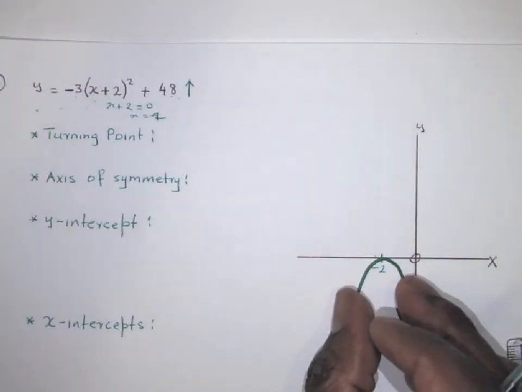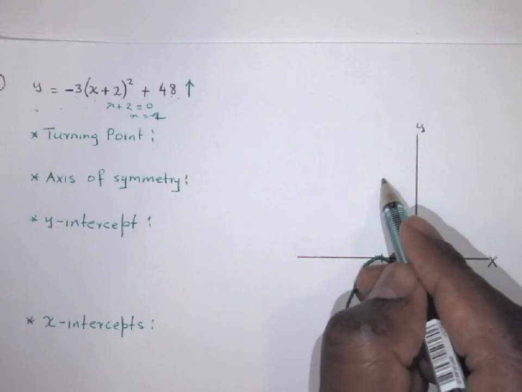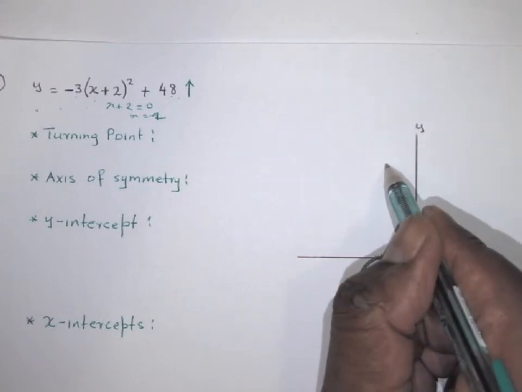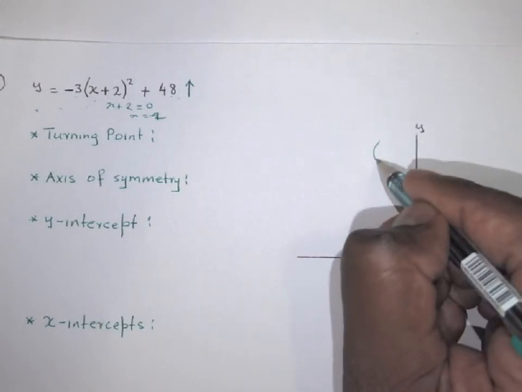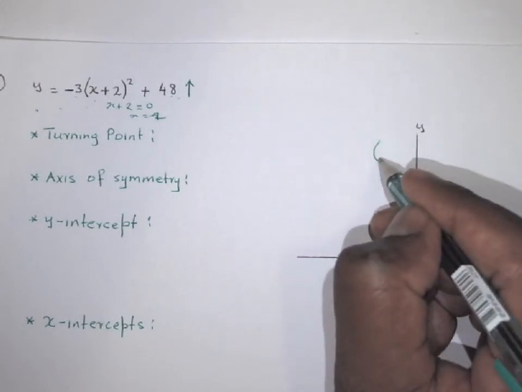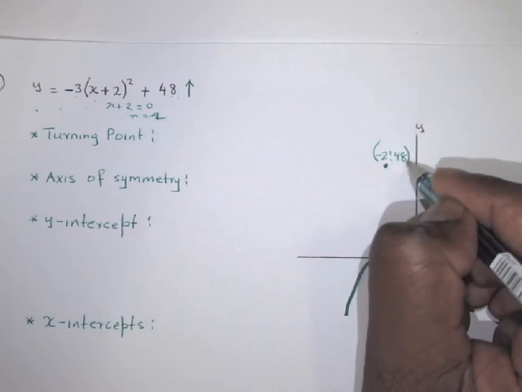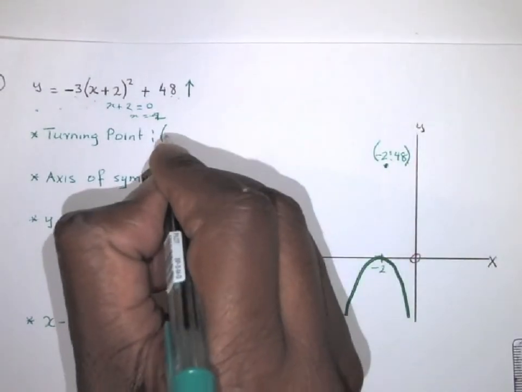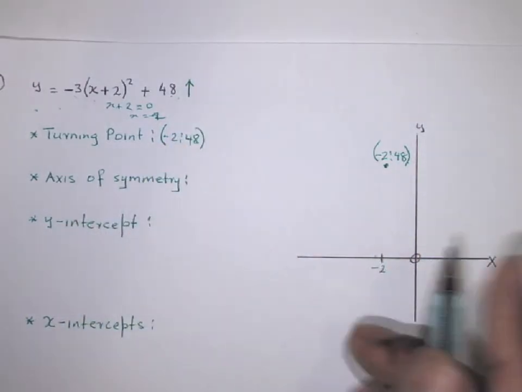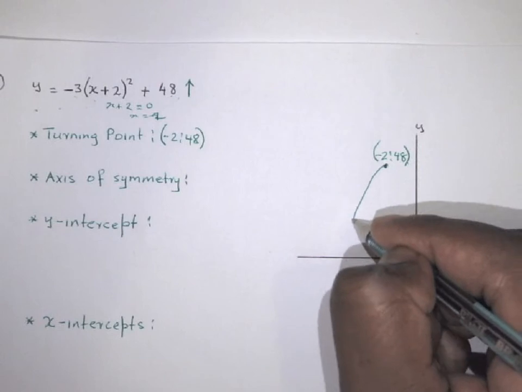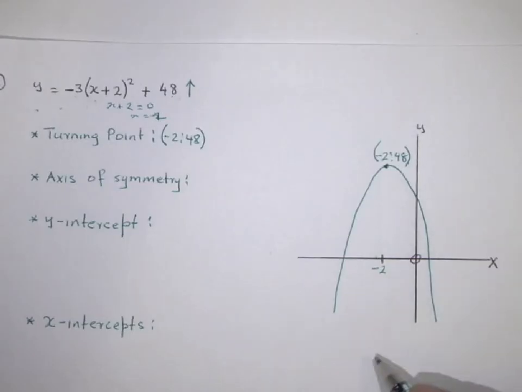Now that point is there. So it will go up to 48. Let's say 48 is up there. I'll have a point there, which is in line with minus 2 and 48. That would be my turning point, (-2, 48). If I were to draw that graph, it will look something like this.